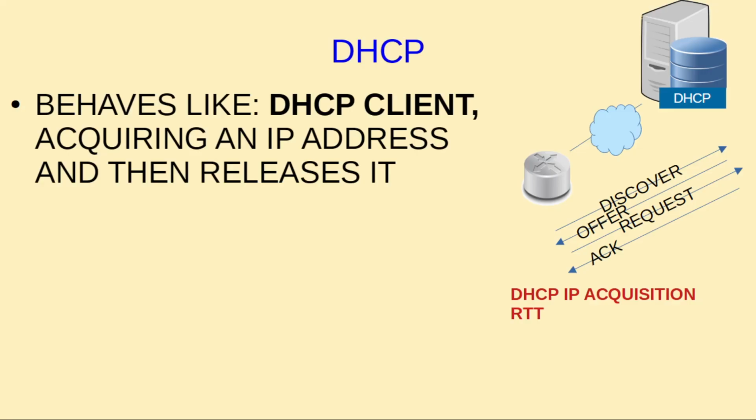The next operation is DHCP, where the IPSLA is going to behave as a DHCP client. It is going to acquire an IP address, and then it is going to release it, exchanging the usual DHCP packets: discover, offer, request, and acknowledge. We are going to gather the time that we take in order to acquire an IP address.